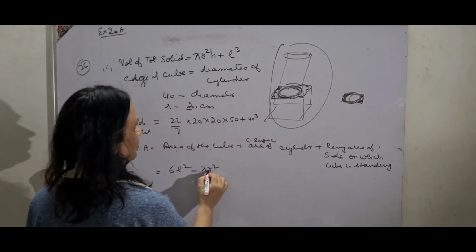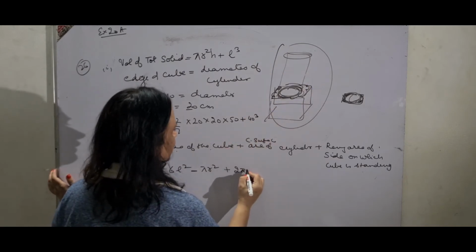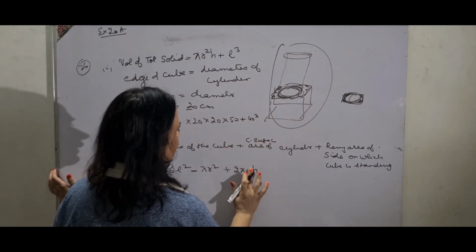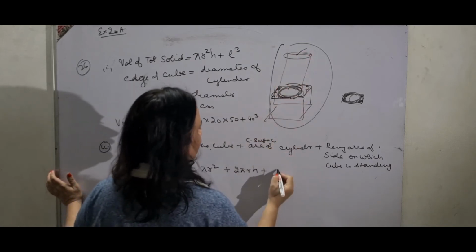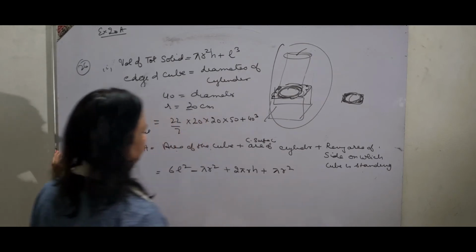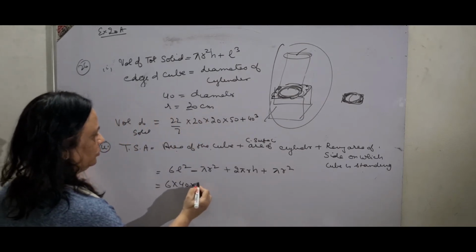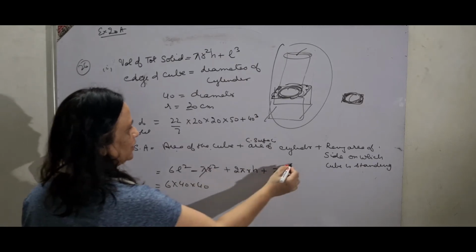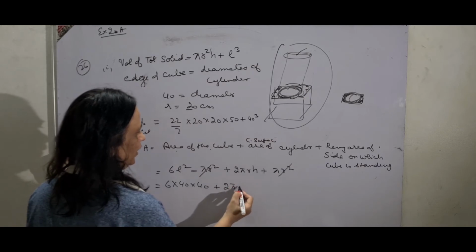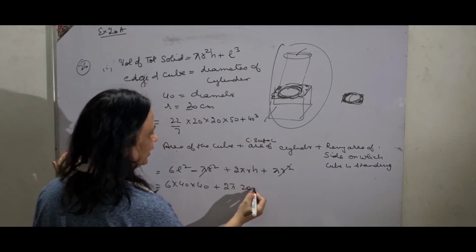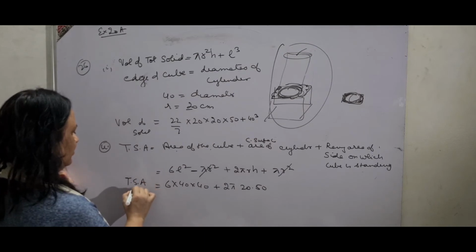So 6L square minus pi r square, then of course the curved surface area of the cylinder, 2 pi r h, plus one circle at the top, pi r square. So this is how you are going to do it: 6 into 40 into 40, this pi r square cancels, and 2 pi r h. r is of course 20 and height is 50, and this will give you the total surface area of the solid.